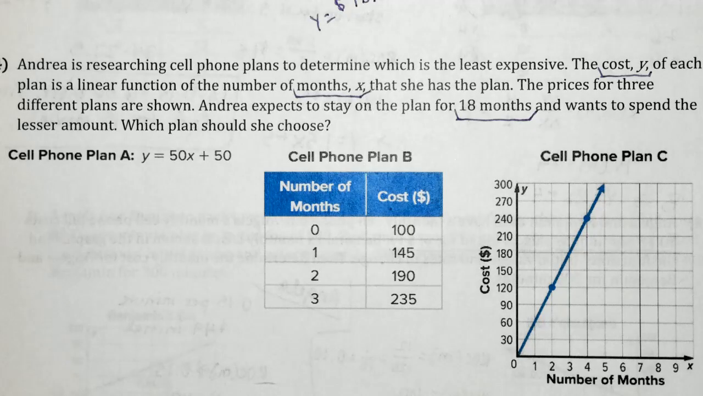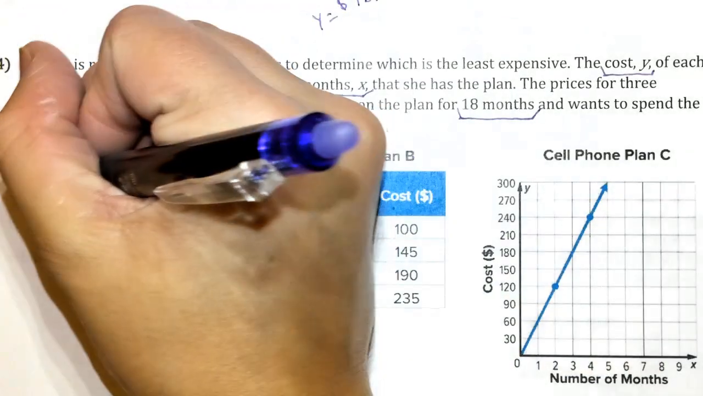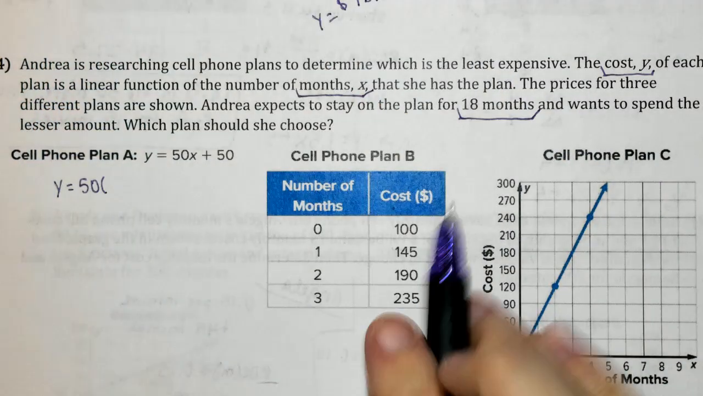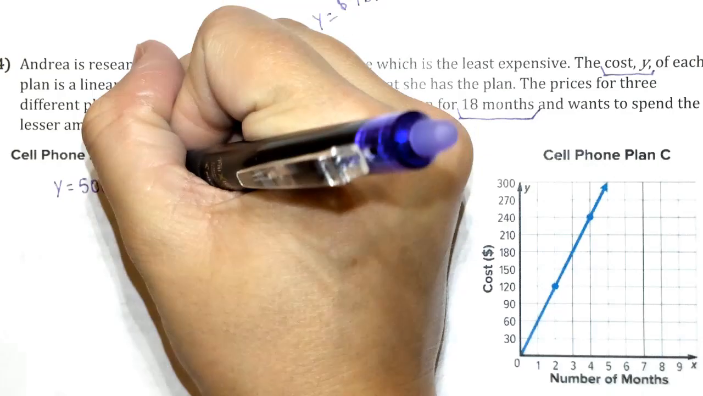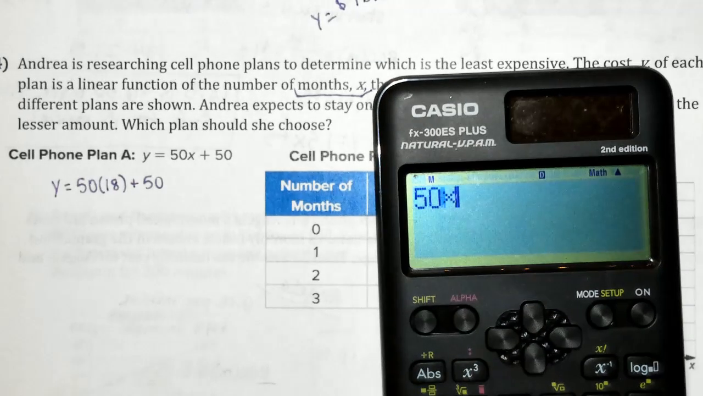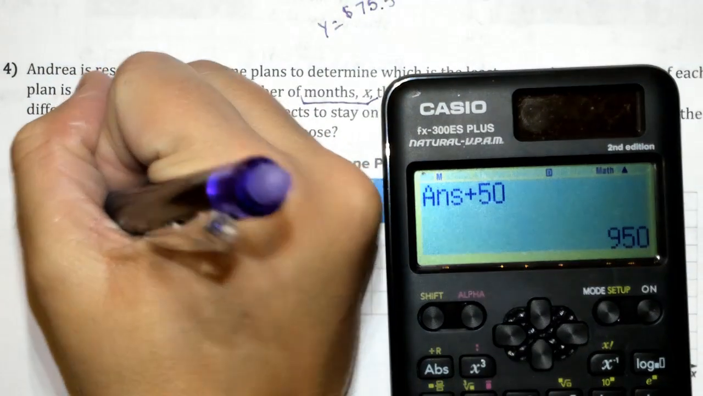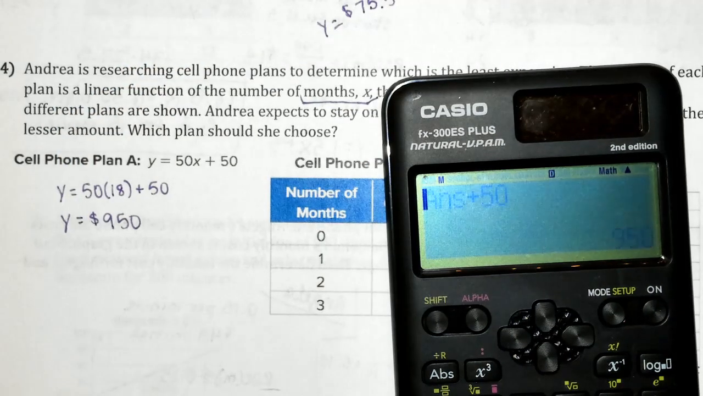We're going to do on this problem the exact same thing we did on that last one. The first one, plan A, super easy. y = 50 times, what did it say, 18 months? So 18 for x, plus 50. 50 times 18 plus 50 is $950. That's a lot of money. Let's look at our next one.